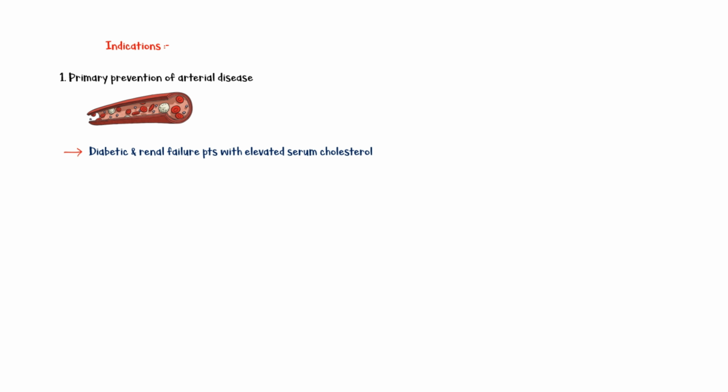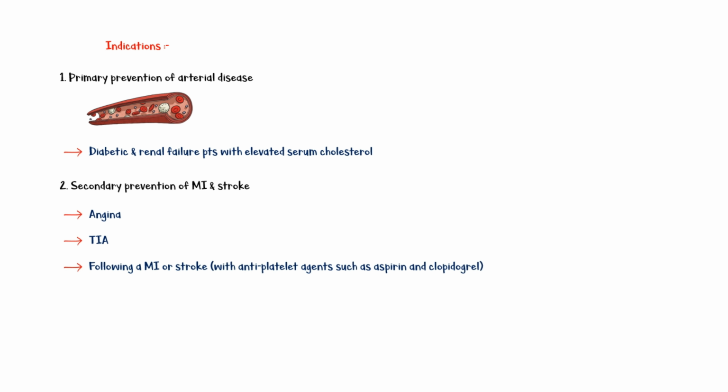As mentioned earlier, statins are mainly indicated to prevent cardiovascular events in people at risk. They are given for primary prevention of arterial disease in diabetic and renal failure patients with elevated serum cholesterol levels. They are also given for secondary prevention of myocardial infarction and stroke, especially in angina, transient ischemic attacks, and following a myocardial infarction or stroke, along with antiplatelet agents such as aspirin and clopidogrel. Additionally, they are given to patients with Alzheimer's disease and prostate cancer.